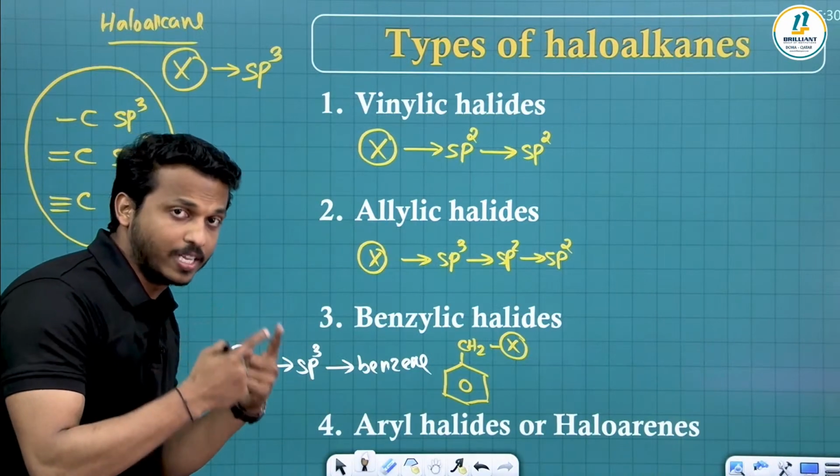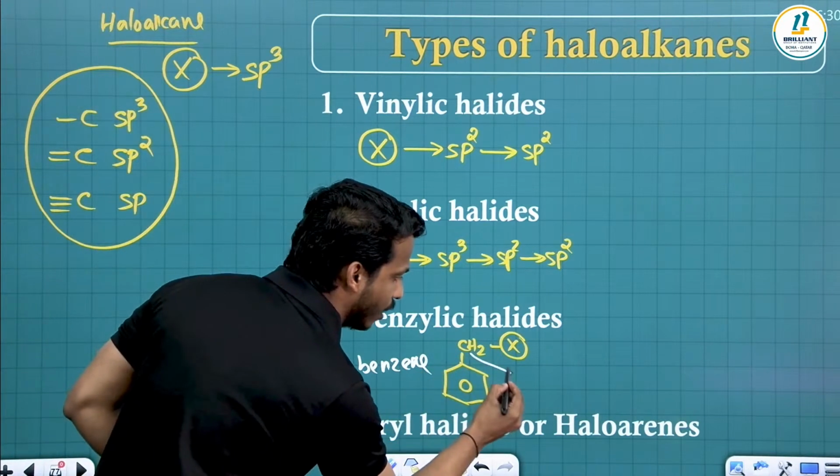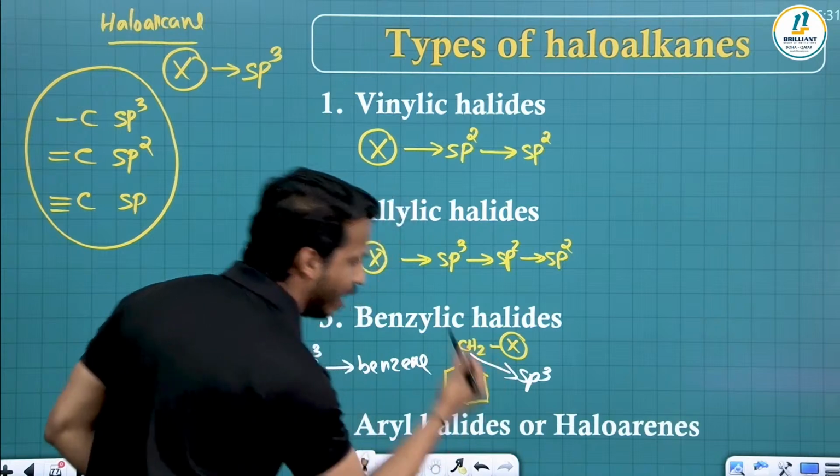Halogen connected to carbon sp3, then it's connected to benzene. See all of you, halogen connected. What is this carbon hybridization? Full single sp3, then a benzene ring.